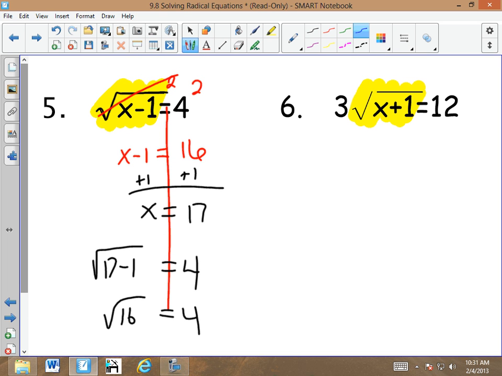Okay, now, what do I have to do in number 6 to get rid of the 3? What's going on? 3 what? 3 times the square root of x plus 1. How do I undo multiplication?